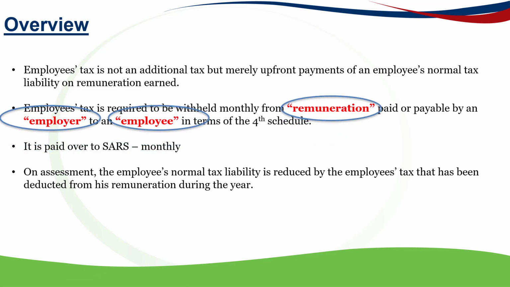All of these three elements must be present for employees' tax to be withheld, meaning there must be an employer who pays remuneration to an employee. In simple terms, there must be an employer-employee relationship. In the next slide, we will discuss each of the definitions of these three elements as they are very important. Again, those elements are remuneration, employer, as well as employee.